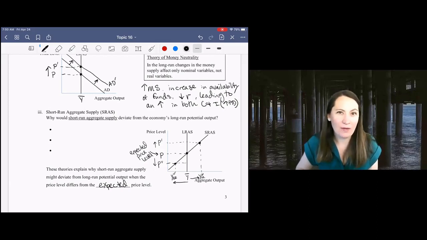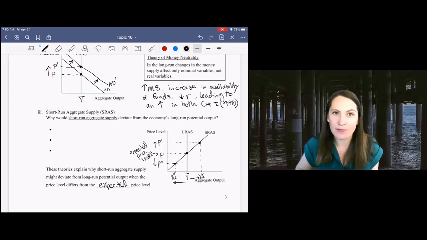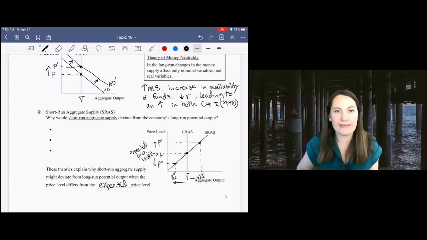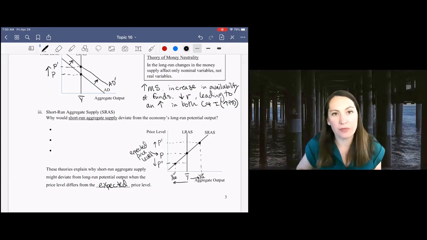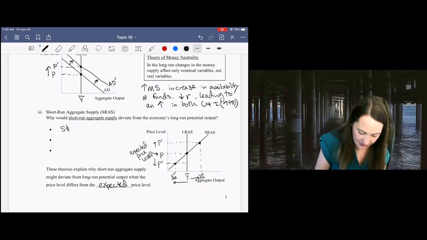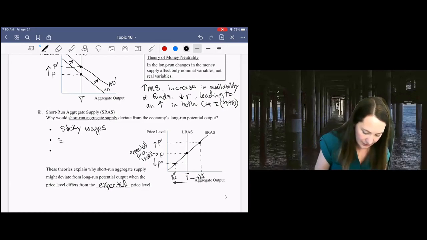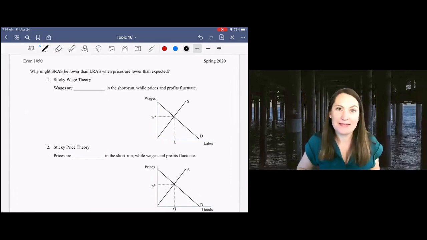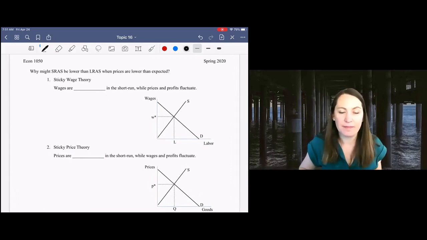So why would that be the case? Why would our short run aggregate supply curve be upward sloping like this? We're going to talk about three theories that explain these deviations from long run potential output in a slightly different way. We've got sticky wages, sticky prices, and misperceptions.